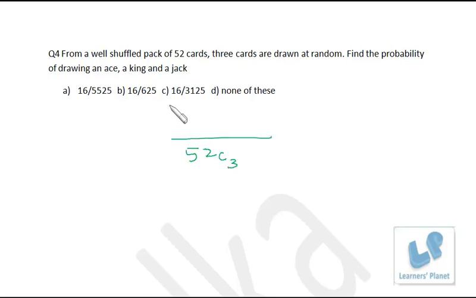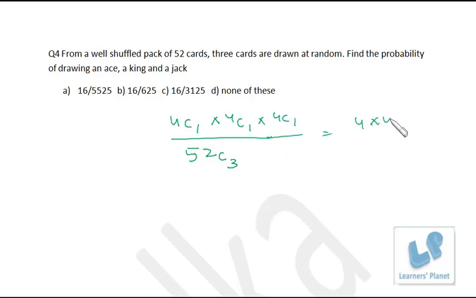And now we have to find out the favorable cases. 4 aces are there, 4 kings are there and 4 jacks are there. And we have to draw 1 ace, 1 king and 1 jack. So from 4, 1 ace is drawn. From 4 kings, 1 king is drawn. From 4 jacks, 1 jack is drawn, right?